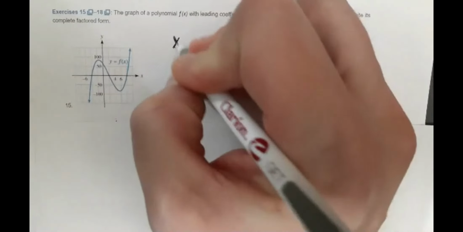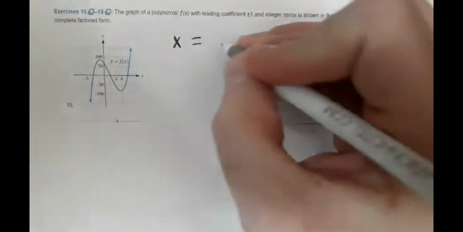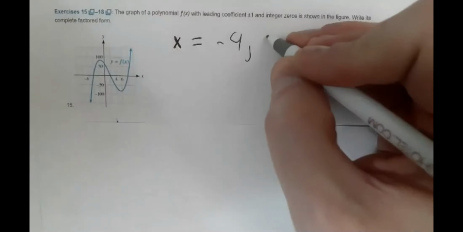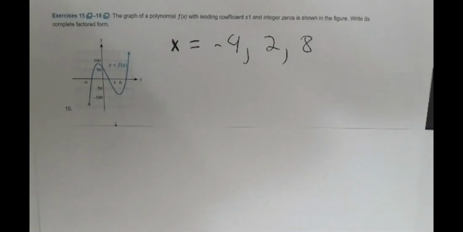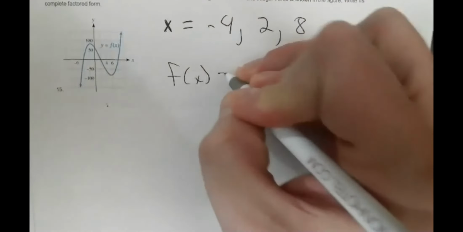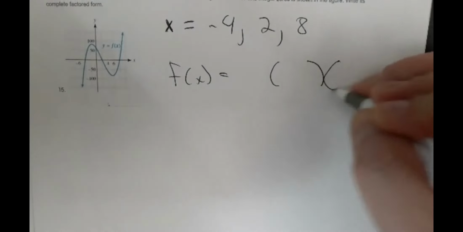Okay, so I think maybe just getting the zeros off the graph is probably your first step, huh? So what are my zeros? -4, 2, and 8 is what I got. Yep, so these are my zeros. Now I want to write the factors from my zeros. So I'm doing f of x. I'll ask you about the leading coefficient in a second. So I know I got 3 zeros. I should have 3 factors.